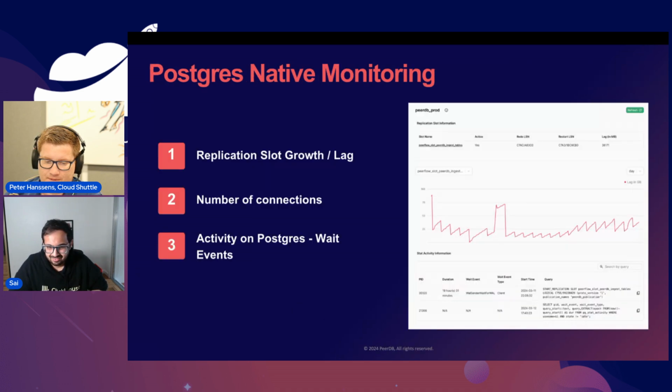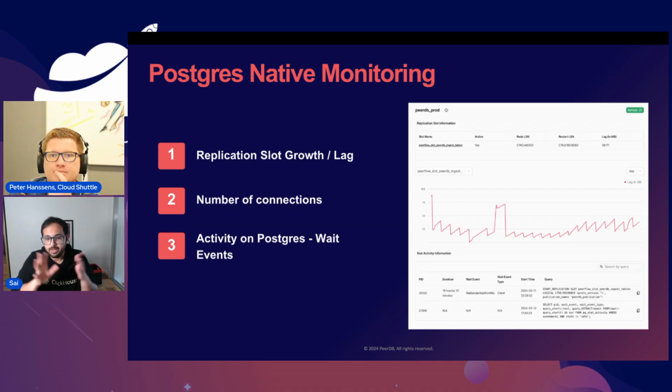Super awesome. Postgres native monitoring. Yeah, we touched upon this. If you remember, in the demo I showed you the source tab in ClickPipes, but in PeerDB also there is a source tab, which lets you monitor replication slot growth, and the active events and wait events on Postgres and all of that. So this page lets you monitor the replication process, and it's very helpful for diagnosing issues.